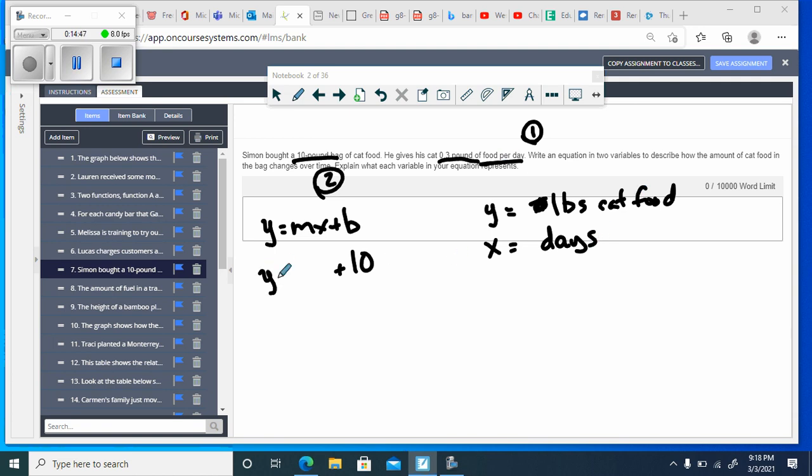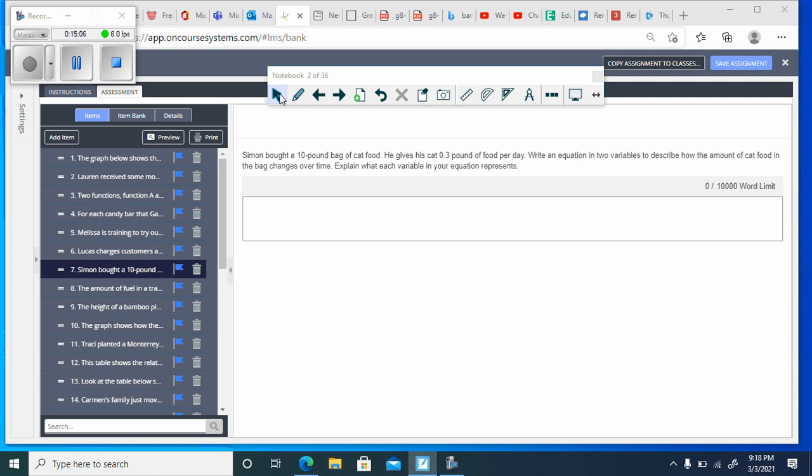Okay, so y will be equal to, we started with 10 pounds, and he's giving his cat 0.3 pounds a day. So it's going down 0.3. There's your equation. There's your variables. And we know it's going down because he's feeding the cat, so it's a negative slope.